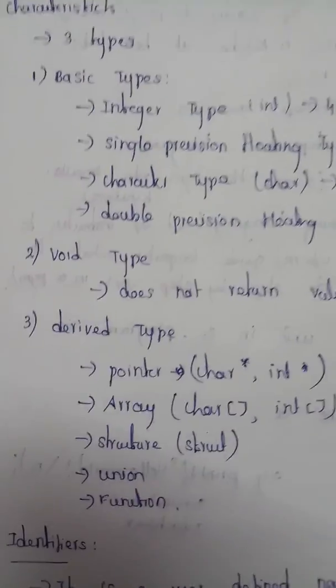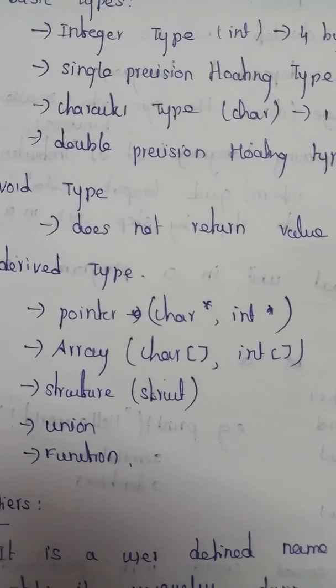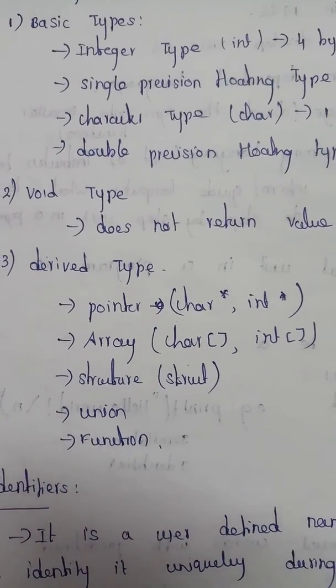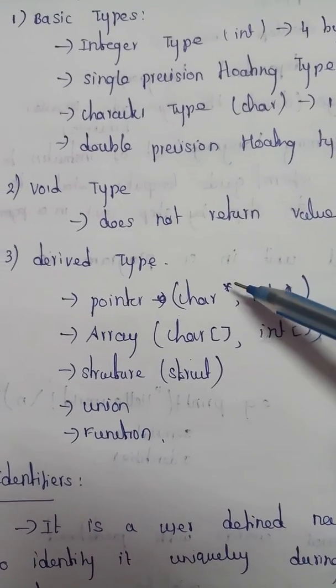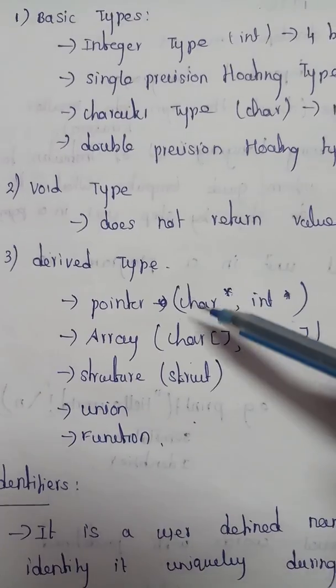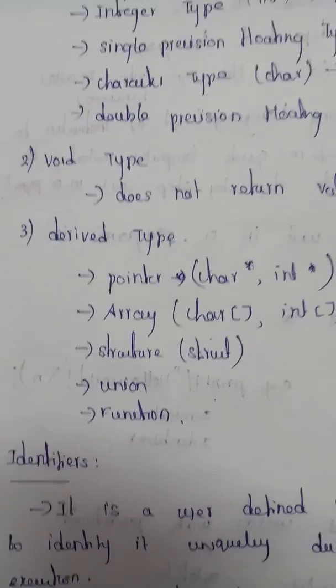Okay, and then the next one is void type. Void means it does not return any value. The next one is derived type. Derived type, there are types: pointer, array, structure, union and then function.